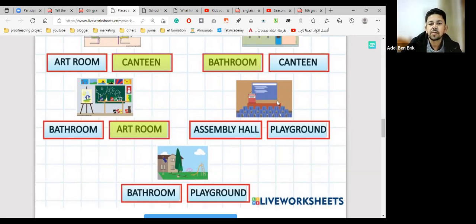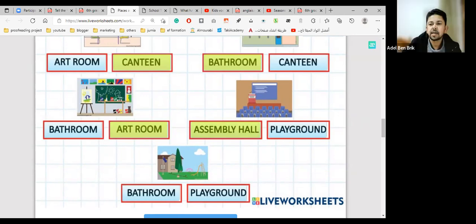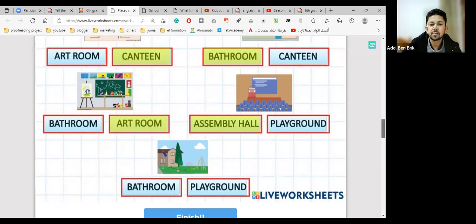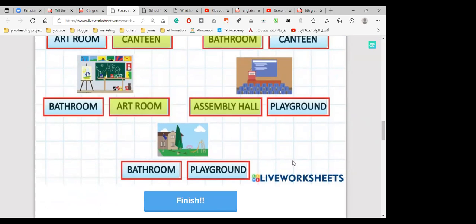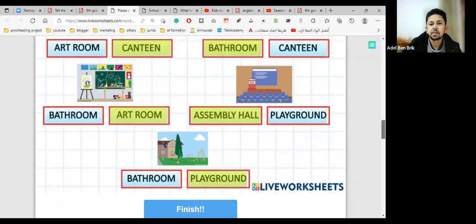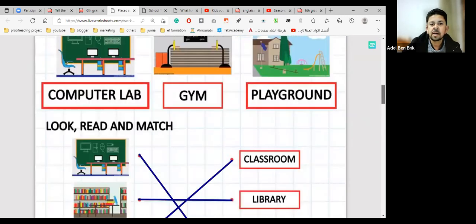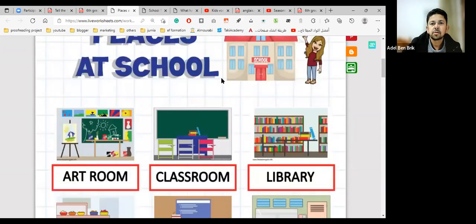Next one. We have this picture. Assembly hall or a playground? Assembly hall. Very good. This is an assembly hall. And the last one, we have a picture here. Is it a picture of a bathroom or a playground? It's a playground. Very good, everyone. So these are some places that you can find in your school.